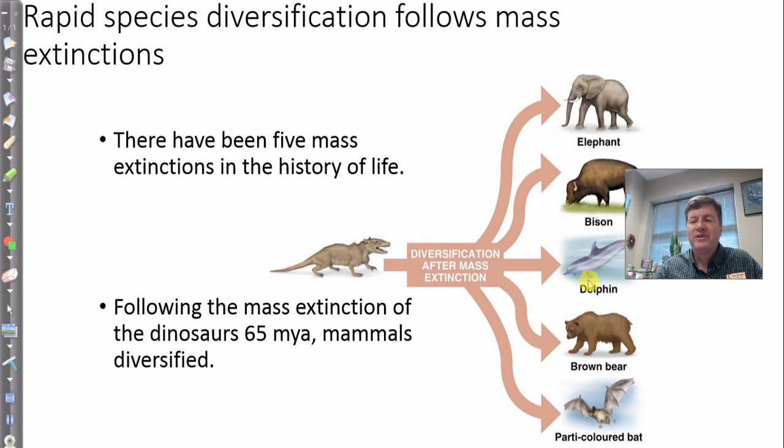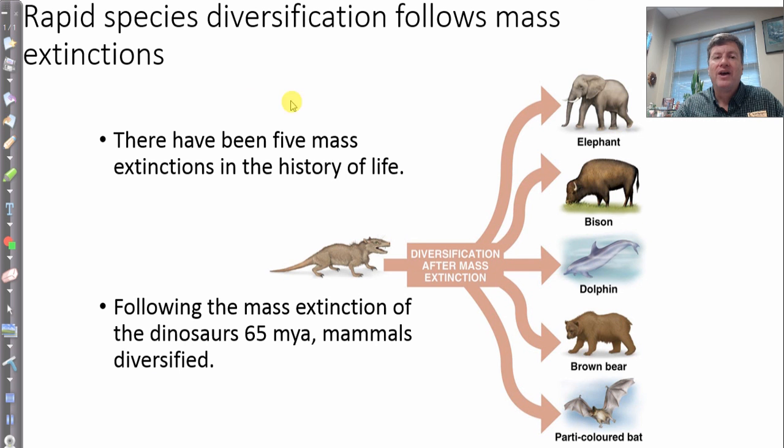I also want to mention this idea that we've seen quite a bit, which is rapid species diversification follows mass extinctions. There have been multiple mass extinctions on the Earth since the origin of life. From 3.8 billion years ago to the present, there have been 5 very massive mass extinctions. The one we're associating with this one here is the extinction of the dinosaurs. They bit the dust about 65 million years ago.